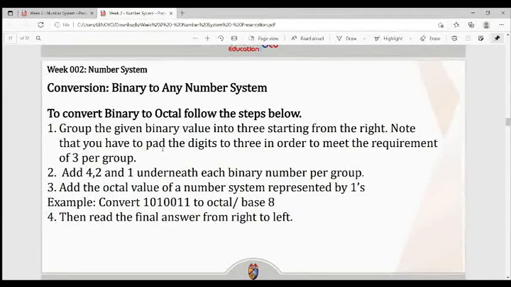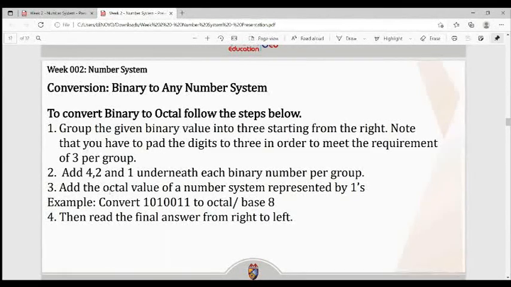Okay, so to convert a binary to octal, dito naman na tayo sa octal, we will follow these steps. Group the given binary na value into 3 starting from right. So, i-group lang daw natin yung binary into 3. Hindi into 4 ha, 3 kasi octal siya. Note that you have to pad the digits to 3 in order to meet the requirements of 3 per group. So, for example, doon sa last digit, 1 lang yung natira, ang gagawin mo, kailangan mong mag-add ng 2 bit para makompleto mo yung requirements na 3 bit.